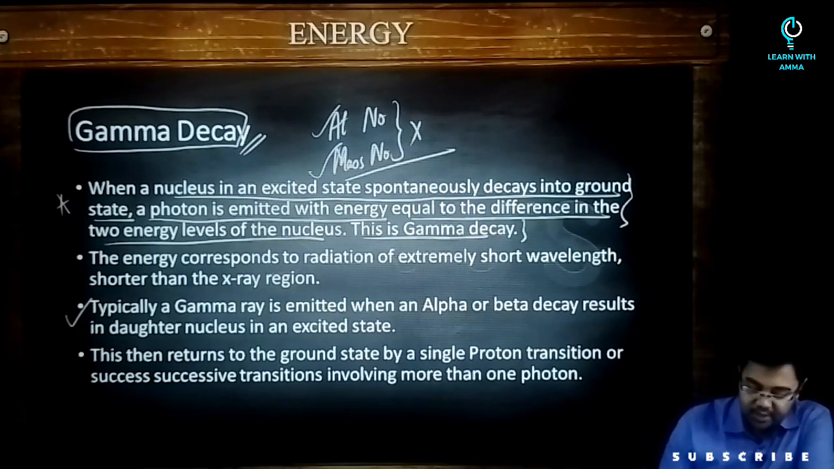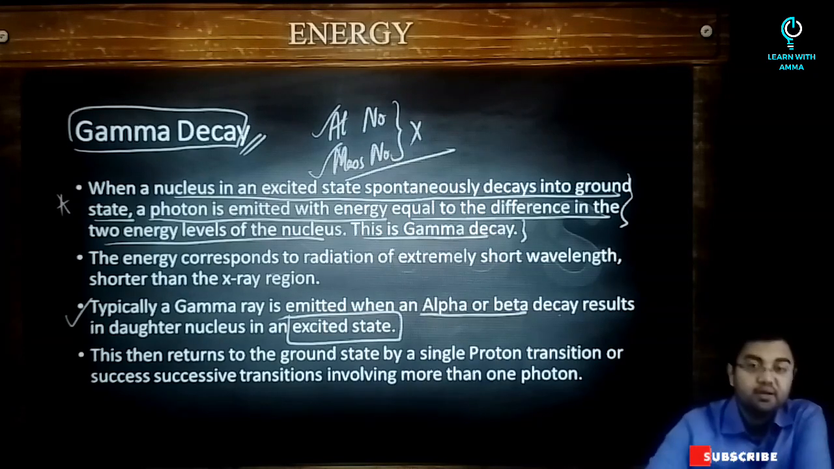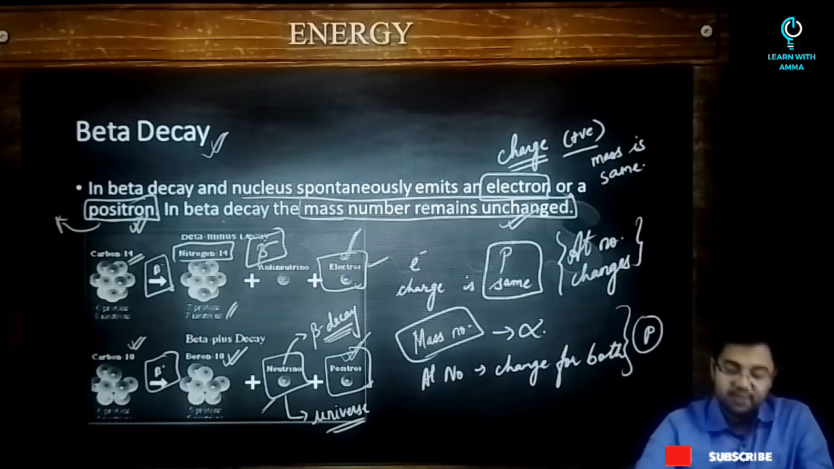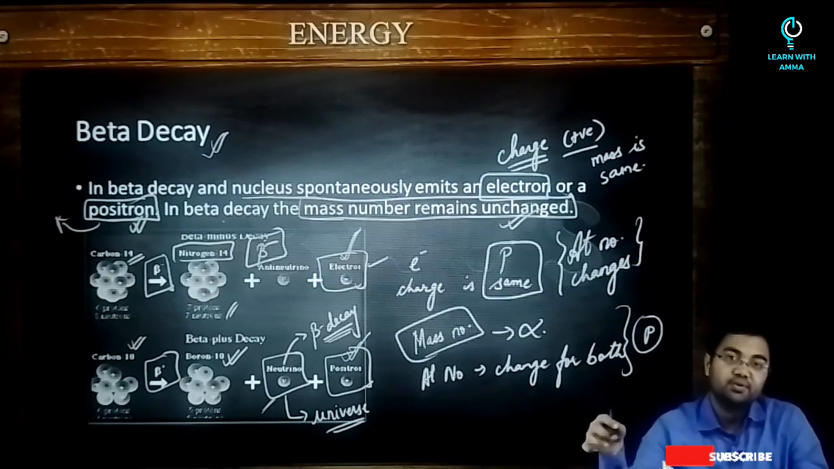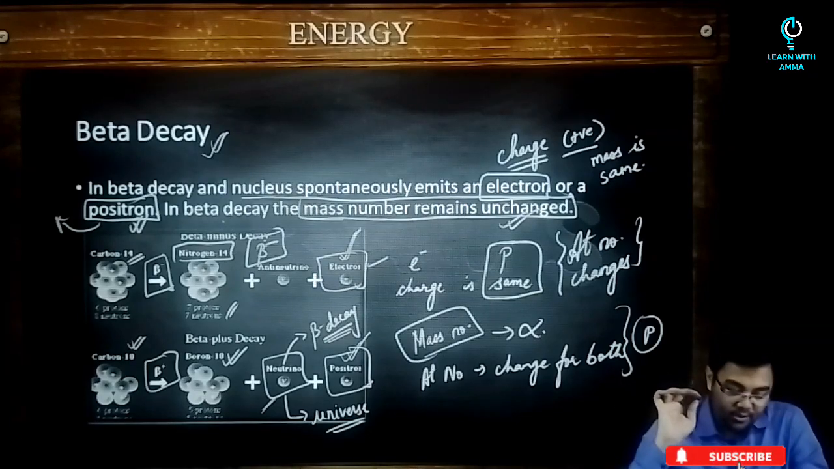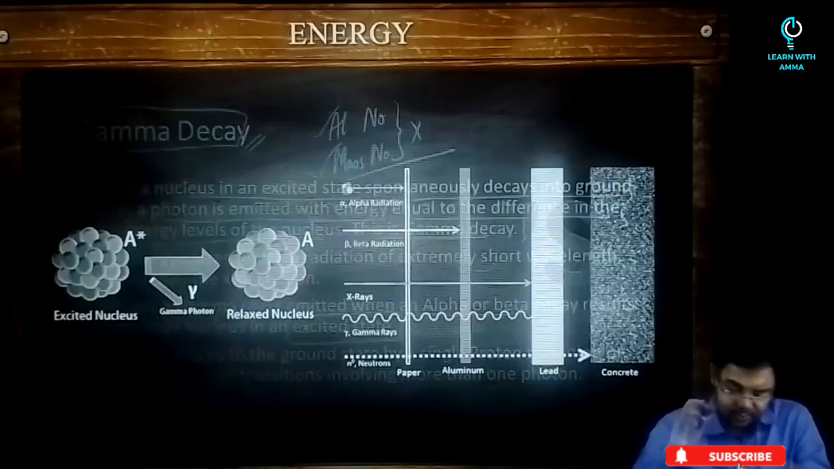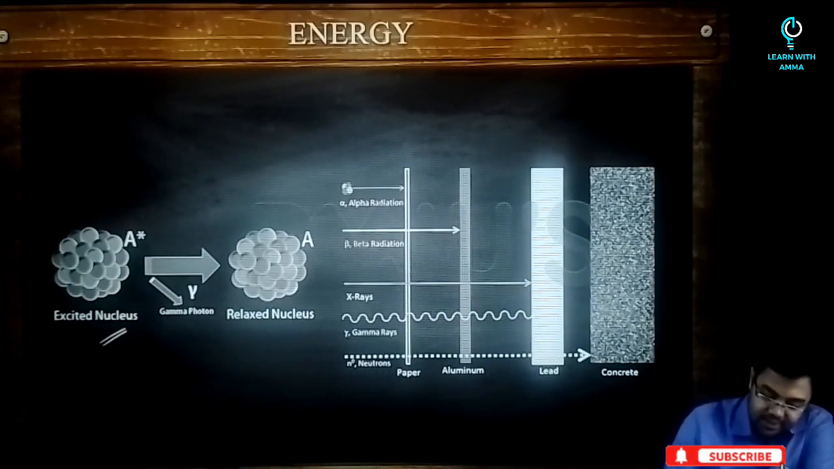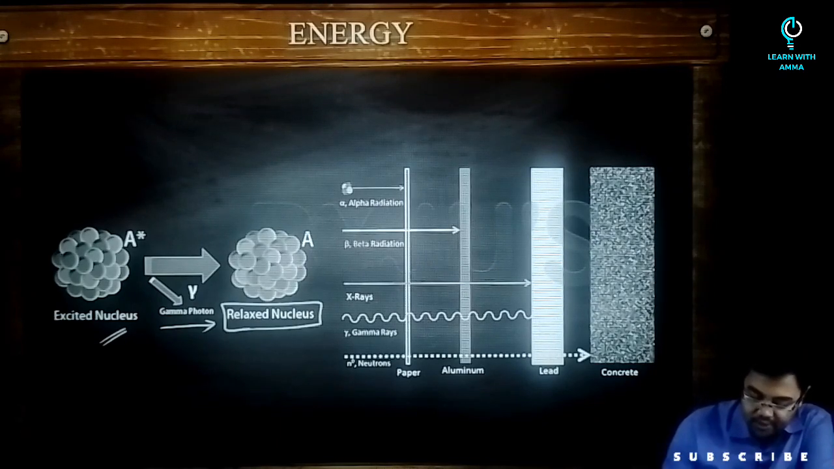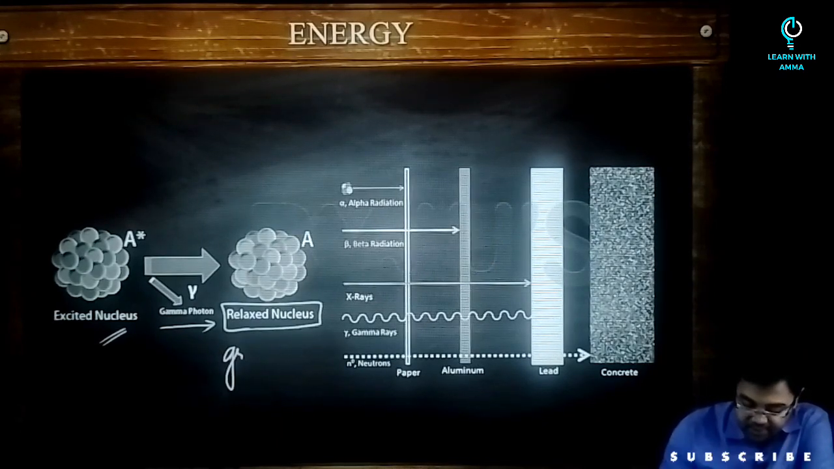So typically a gamma ray is emitted when alpha or beta decay results in a daughter nucleus which is in an excited state. If you look at this reaction, if the daughter nucleus here is in an excited state, then it would undergo gamma decay even further and then convert into its ground state. A similar thing would happen for alpha decay also. If you look at this diagram, the excited nucleus will emit a gamma photon and then convert into a relaxed nucleus, or you can say the ground state.